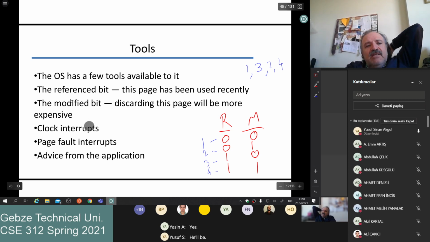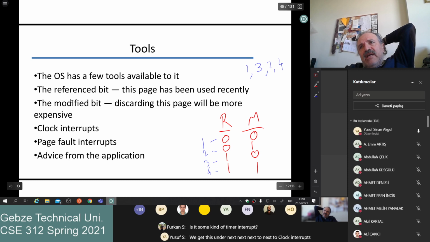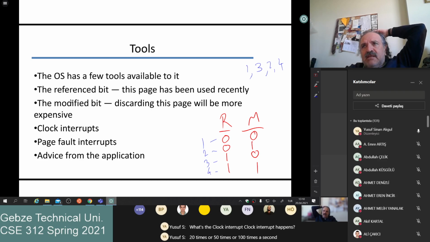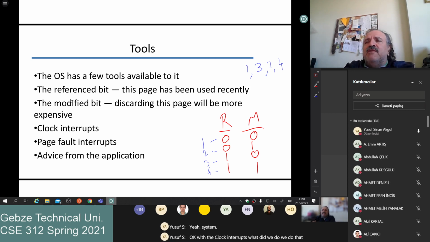Look at this one. The next is clock interrupts. What's a clock interrupt? A clock interrupt happens 20 times or 50 times or 100 times a second in a system. With the clock interrupts, what did we do? We do the preemption, right, previously. We make all those calculations about how much CPU you have used for a process. When the clock interrupt happens, the operating system goes to the TLB, also the page table. Most of the time, it clears all the reference bits. If the reference bits are one, it makes them all zeros. So every time a clock interrupt happens, all the R bits are cleared.